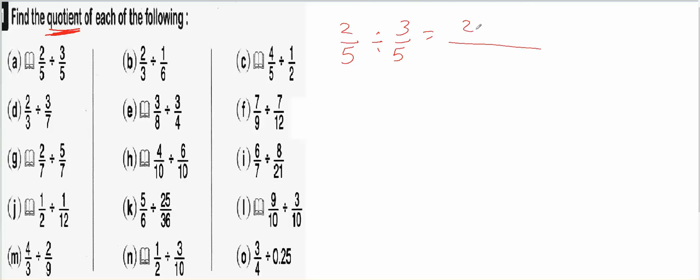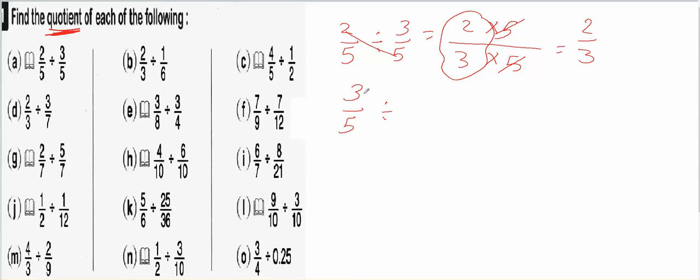2 times 5, like this, cross multiplication, 3 times 5. 5 divided by 5, 1. 5 divided by 5, 1. Yes, the answer is 2 over 3. 2 over 5 divided by 3 over 5. Here, the two fractions have the same denominators. We can divide the numerators directly. 2 divided by 3.